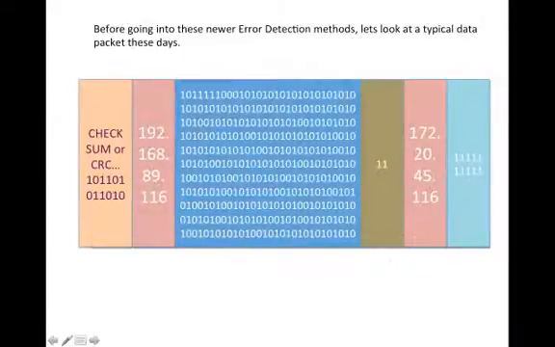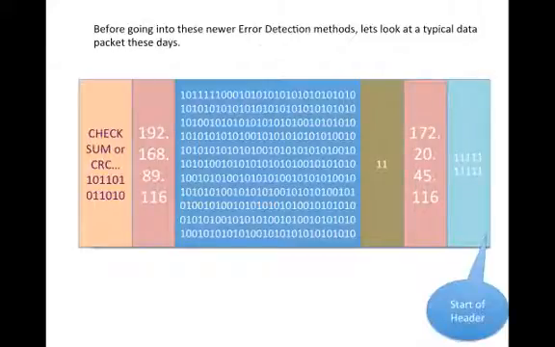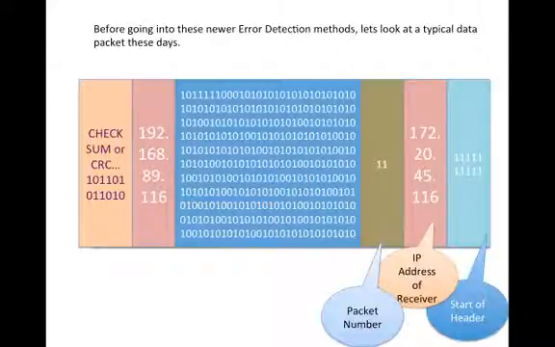So here's my data packet. It consists of a number of things. Now this is very basic, but it's all you need for the HSC. So there's a start of header which alerts the incoming computer that this is a new block of data or a new data packet. There's the IP address of the receiver. Now I've written it as 172.20 and so on. In reality, it'd be written as a bunch of ones and zeros. There's a packet number. If I'm reading this in binary, that's 3, so it's the third packet that's being sent.